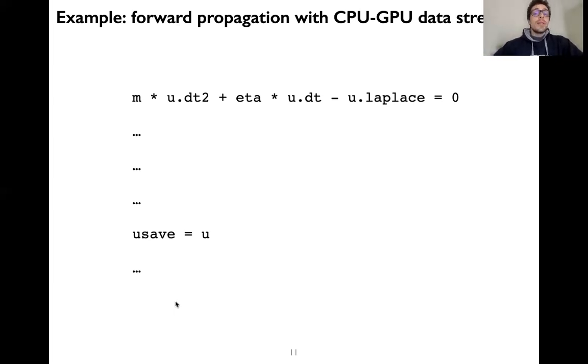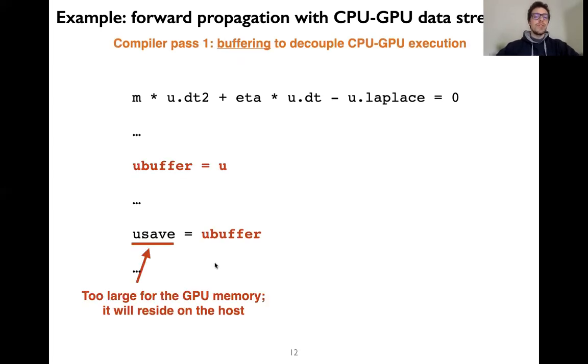So what does the Devito compiler do? First of all, it analyzes the symbolic specification that the user has written. The first thing it realizes is that this object here, usave, would be too large to fit in the GPU memory. So the compiler decides to keep usave on the CPU.